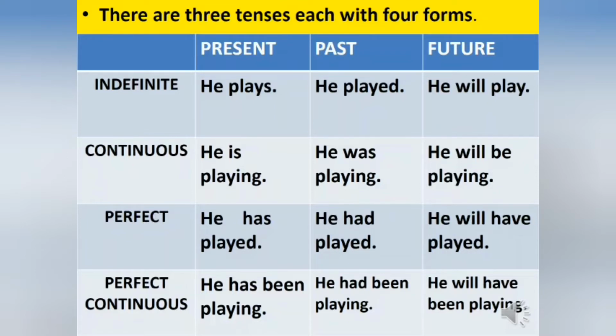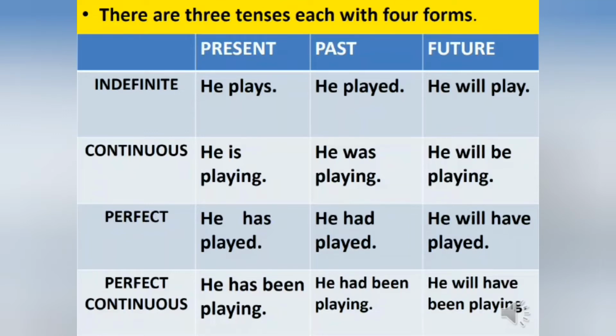Now, perfect tense. He has played. It shows an action completed just now and its impact on the present. Like you say, ma'am, I have done. It means ma'am, I have done. Now you check. Means impact is there. So just now means perfect means already done.